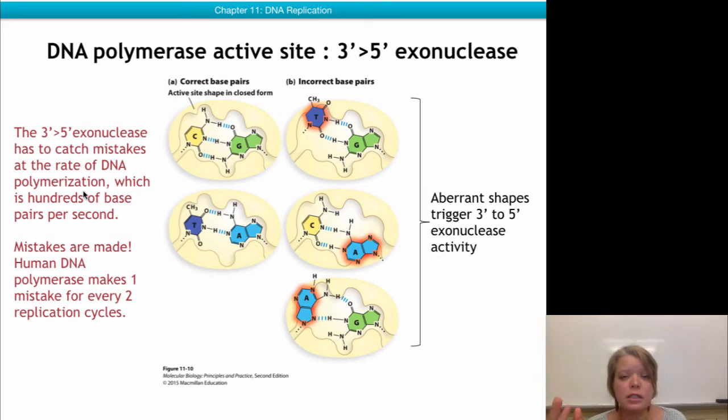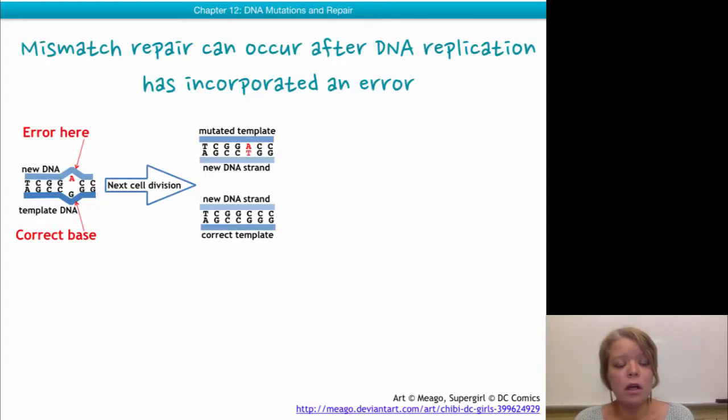However, this exonuclease activity has to be extremely fast because our DNA polymerases are so fast. They can catalyze hundreds of bases per second when they replicate DNA. In fact, they have to because there's so much DNA to replicate during DNA replication of a eukaryotic genome. So mistakes are made. And when mistakes are made and an incorrect base pair is incorporated, despite the fact that it leaves a little bulge on the DNA backbone, the mismatch repair machinery will fix those mistakes.